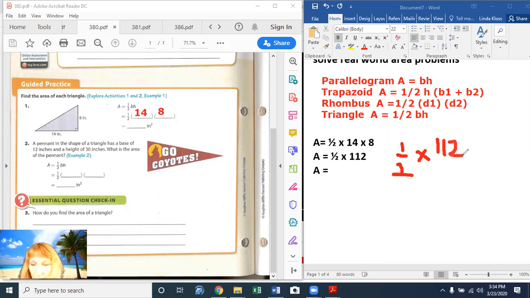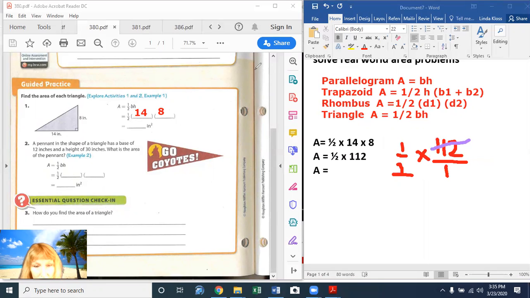Times 112, and I'm going to put the 112 over a 1. It's ringing a bell now as far as how to solve with fractions. So now I see that I have 1 times 112 across the top, 2 times 1 across the bottom. However, I can, and I'll use a different color here, I can cancel because I can divide 112 by 2.